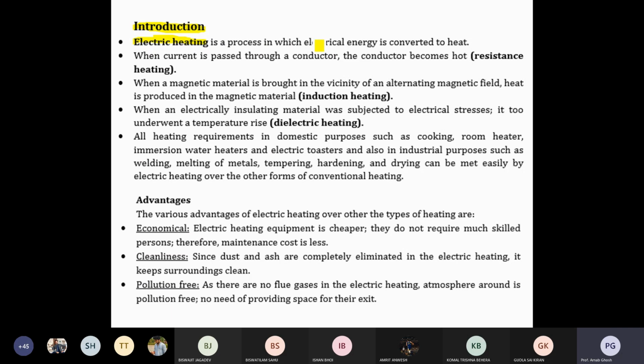In electrical heating, the material being heated is known as the charge. Charge is a technical term. When discussing electrical heating, the charge material means the quantity which is going to be heated. That is called the charge.